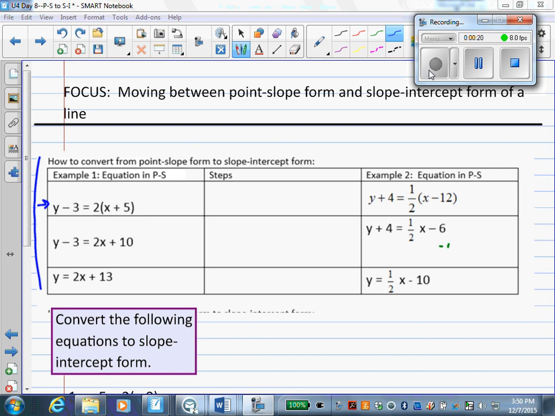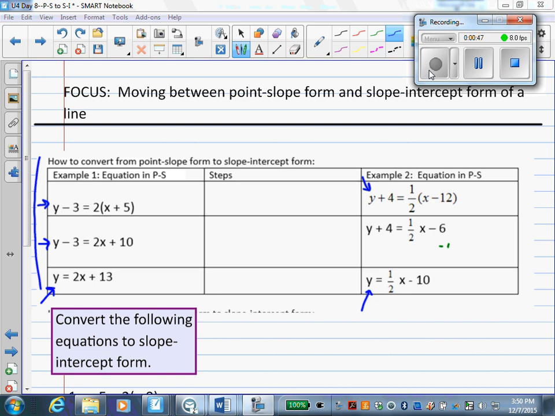So y minus 3 equals 2 times x plus 5, and y plus 4 equals 1/2 times x minus 12. So those both start out in point-slope form, and then by the end, they are in slope-intercept form. And we are going to analyze these and figure out what steps were taken to switch them from point-slope form to slope-intercept form.